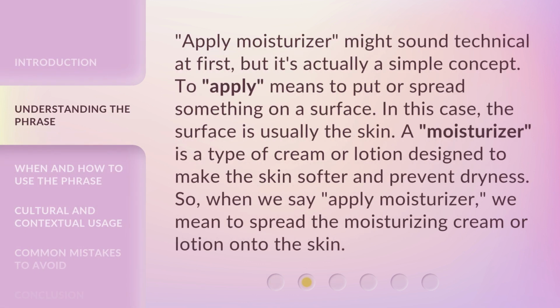Apply moisturizer might sound technical at first, but it's actually a simple concept. To apply means to put or spread something on a surface. In this case, the surface is usually the skin. A moisturizer is a type of cream or lotion designed to make the skin softer and prevent dryness. So, when we say, apply moisturizer, we mean to spread the moisturizing cream or lotion onto the skin.